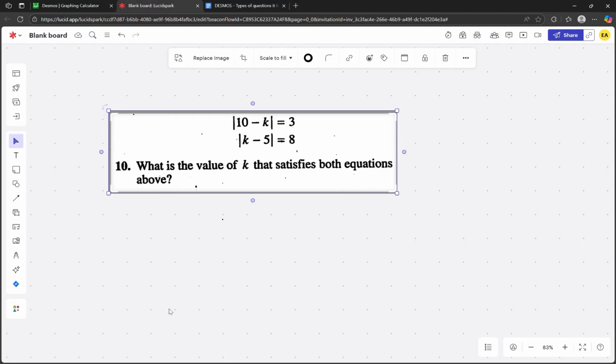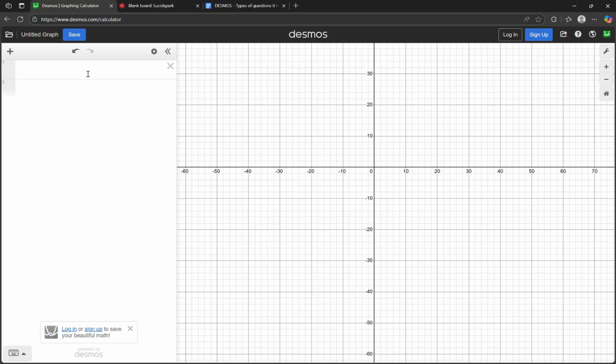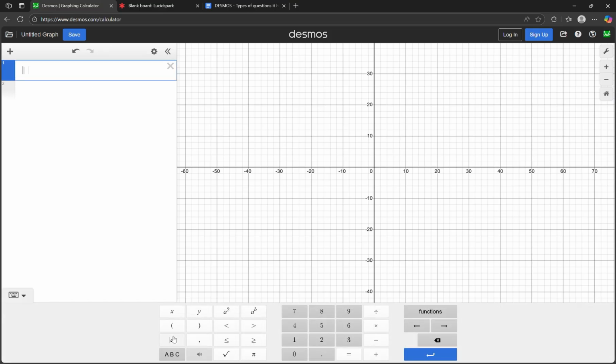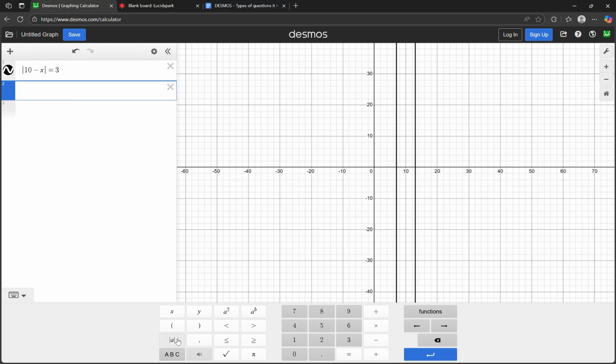For this question, it says, what is the value of x that satisfies both equations above? So you're going to go into Desmos and type in these two on separate lines, but you're going to make k x. So absolute value 10 minus x, close your absolute value, equals 3. Then you're going to do the same thing: absolute value x minus 5, close it, equal to 8.